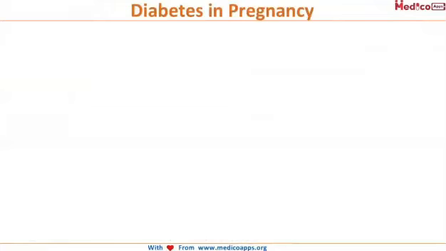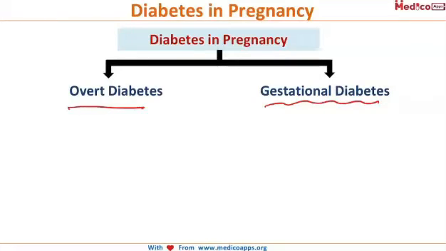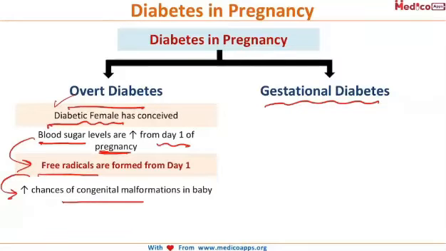That is diabetes in pregnancy, and it is of two types: overt diabetes and gestational diabetes. Now let's first come to overt diabetes, and this is a female who already has diabetes when she has conceived, and her blood sugar levels are increased right from day 1 of the pregnancy. So subsequently free radicals will be formed right from day 1, and so there will be increased chances of congenital malformations in this overt diabetes group.